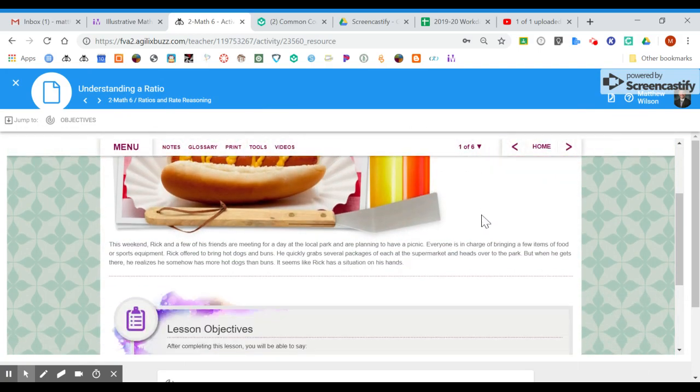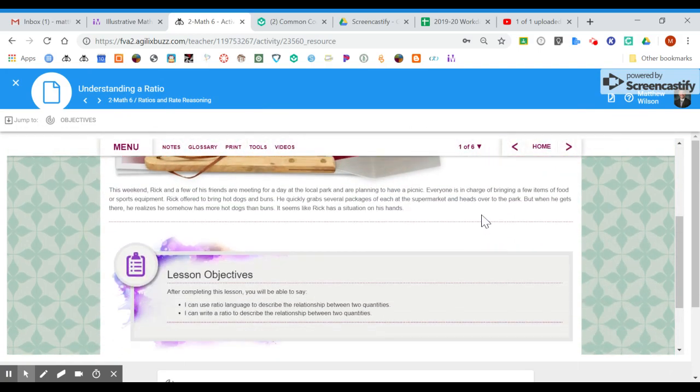Good idea to always look at the first page. It always kicks off with something that's real, something where in the world we could find this application. And those are always good pieces to jot down in your notebook, because that's a real situation. That could be something that I could speak to in a DBA. But there are different ways to write ratios, and I want you to be able to explain those 3 different ways to write a ratio.